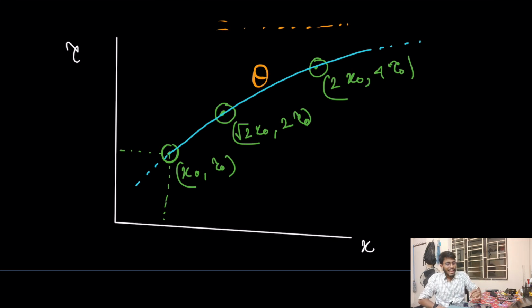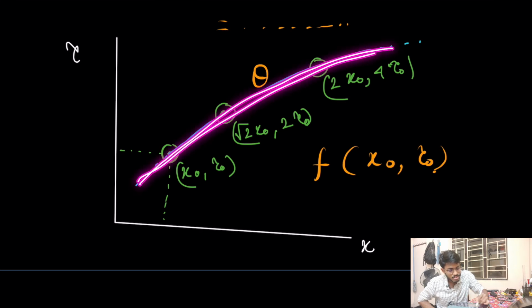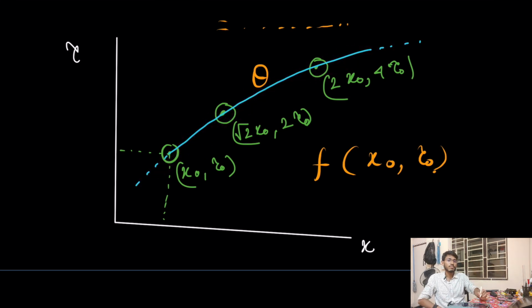Now I am asking you, can you find any function f of x bar comma tau, or x naught comma tau naught, any function of x naught comma tau naught other than theta, obviously other than theta, that is constant along this line? Can you find something like that?